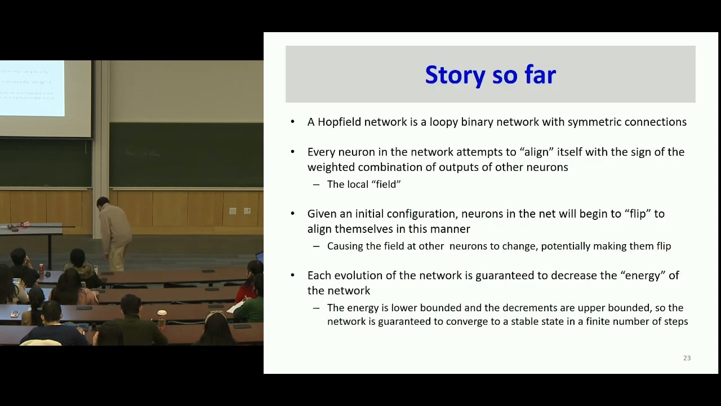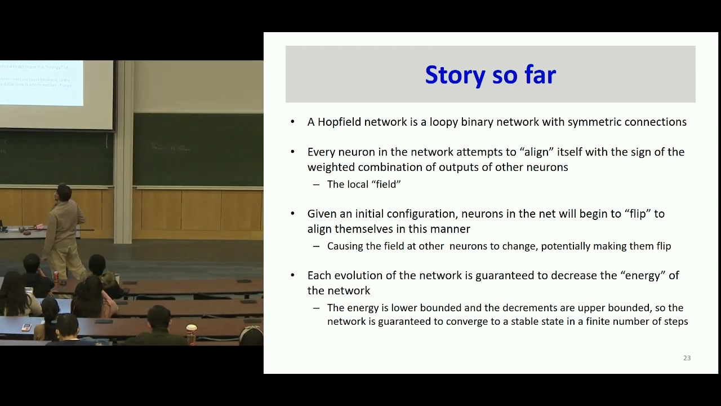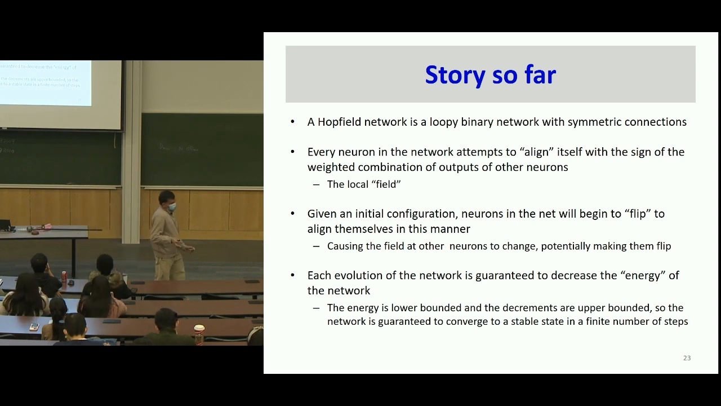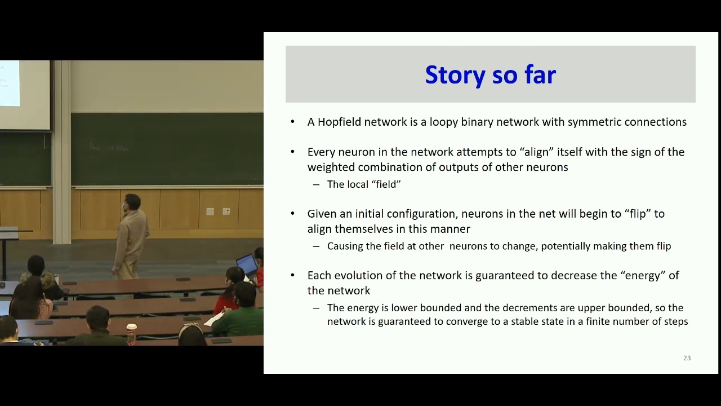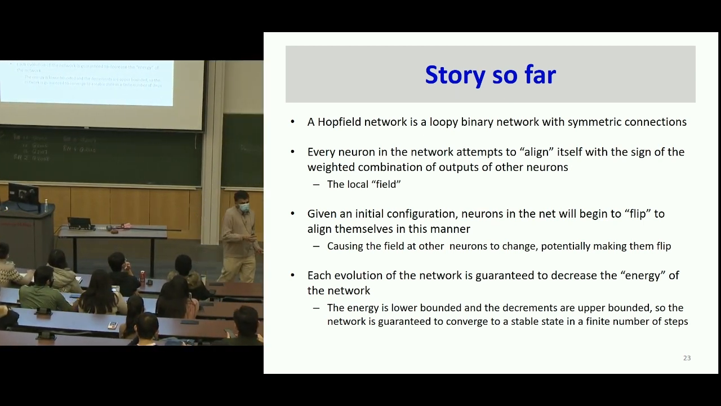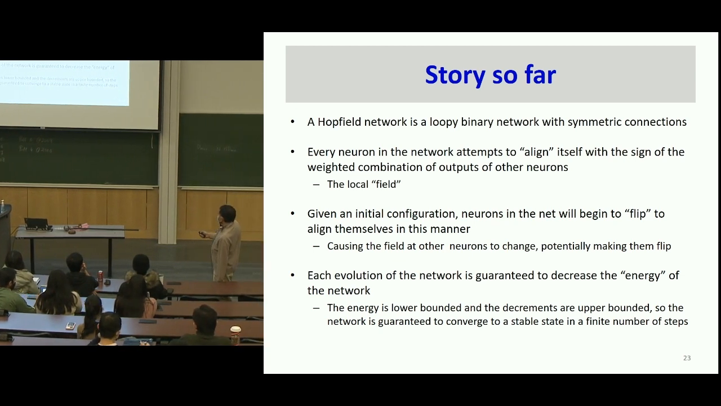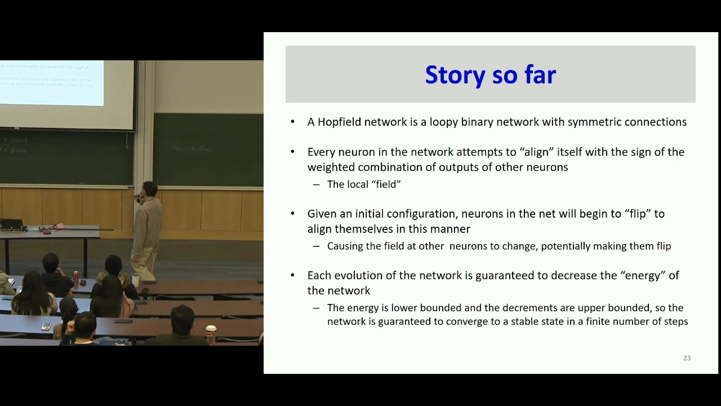So the story so far is that a Hopfield network is a loopy binary network with symmetric connections. Every neuron attempts to align itself with its field. What we mean by align is that it tries to match its own sign to the sign of the field. Given an initial configuration, the neurons in the net will begin to flip to align themselves with their field. When they flip, this can cause the field at other neurons to change, potentially making them flip. Each evolution of the network is guaranteed to decrease the energy, because the energy is lower bounded and the decrements are lower bounded. So the network is guaranteed to converge to a stable state in a finite number of steps.